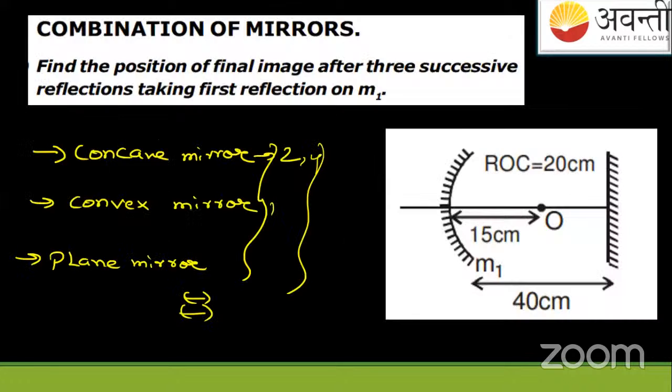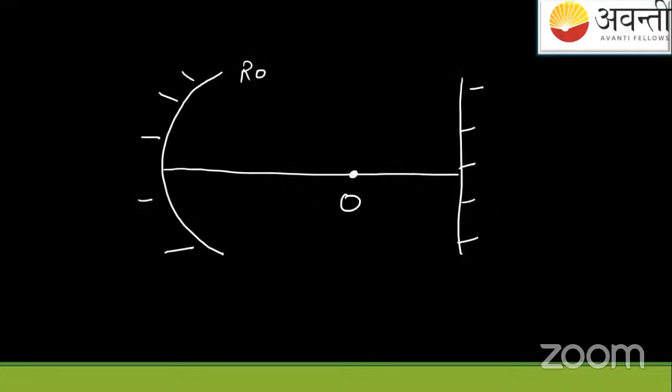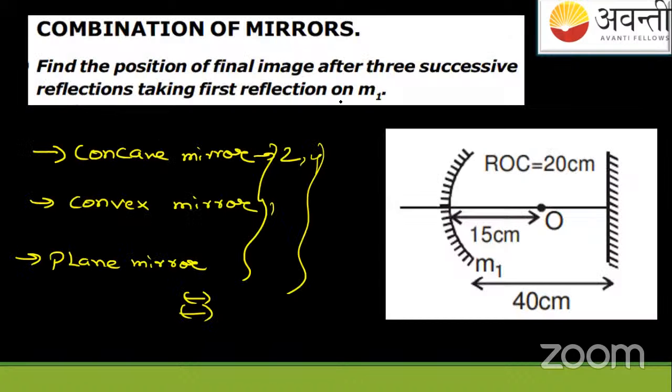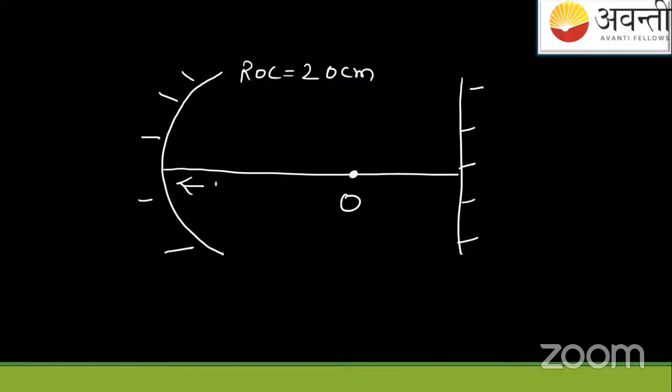O for object. ROC means what? Radius of curvature. It is 20 centimeters. Next thing, object is at 15 centimeters. And this is named as mirror 1. So there are two mirrors in front of you. If one is named M1, the next will be what? M2. Next mirror I'll be writing here as M2. Let me close this thing. M2 mirror.